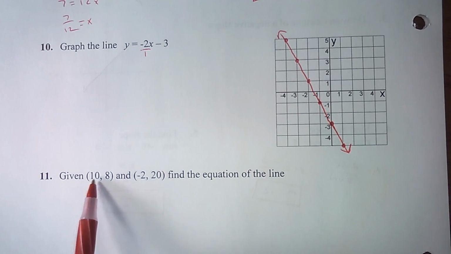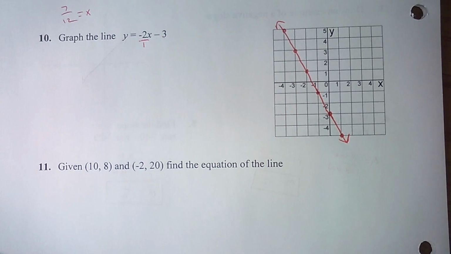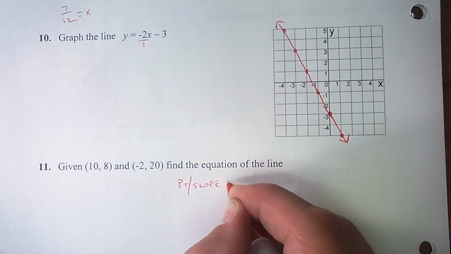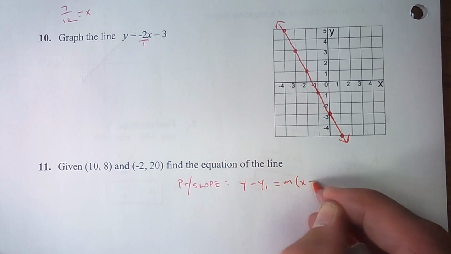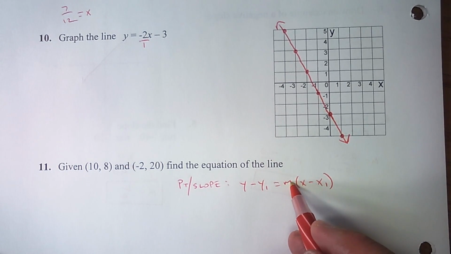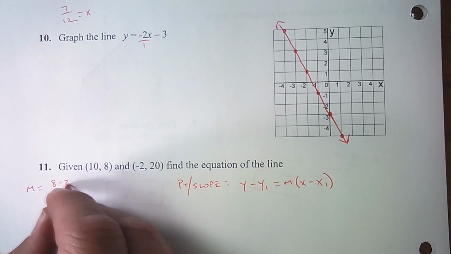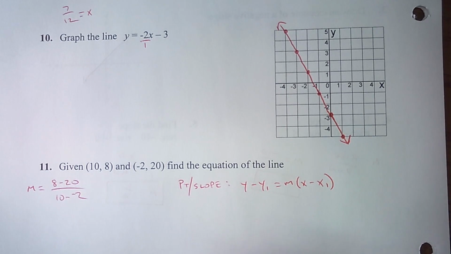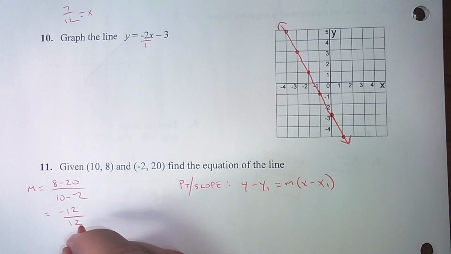Then number 11. Given those 2 points, find the equation of the line. So we're going to start this in point-slope form. Point-slope form is y minus y1 equals m times x minus x1. M is the slope, so let's start by finding the slope. So m is 8 minus 20 over 10 minus negative 2. That's going to give me my slope. So that's negative 12 over positive 12, so the slope is negative 1.